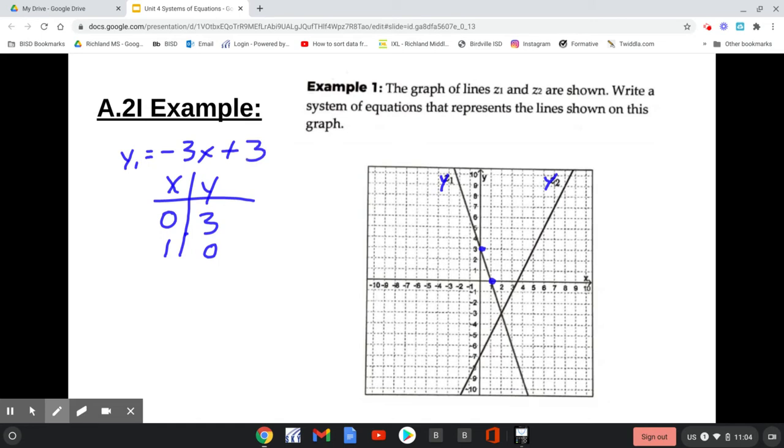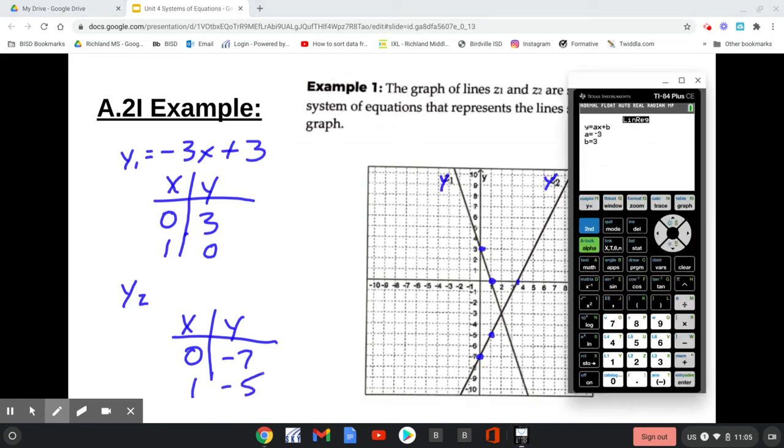Let's do the next one. So for y2, we're going to need our small table, and I can see that it crosses y at x is 0 and y is -7. And then x looks like 3.5 right here, but let's see if we can find an exact point. I'm going to use this one right here. I know when x is 1, y is -5.